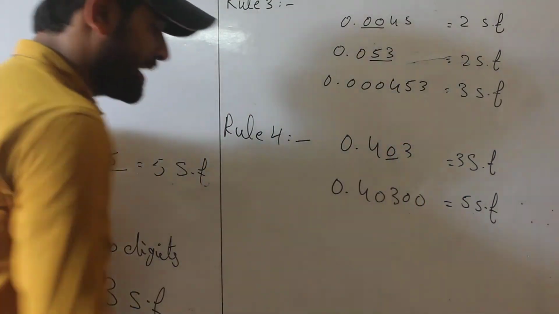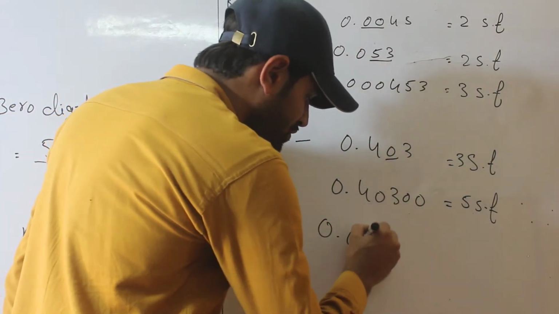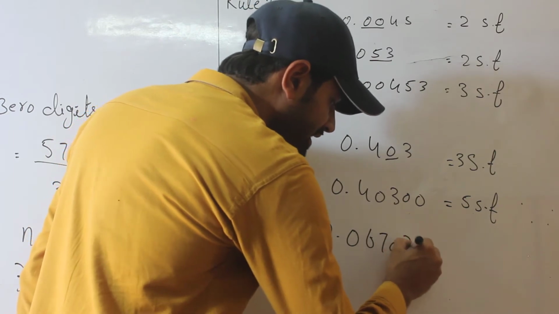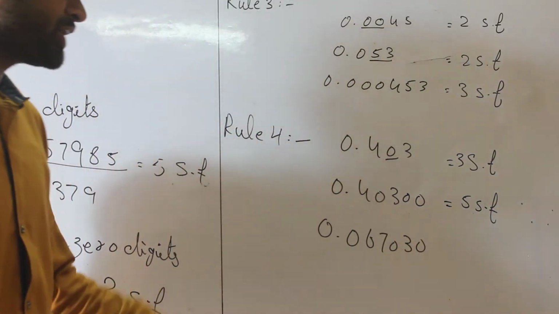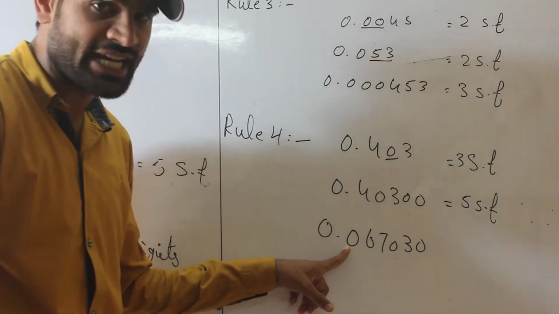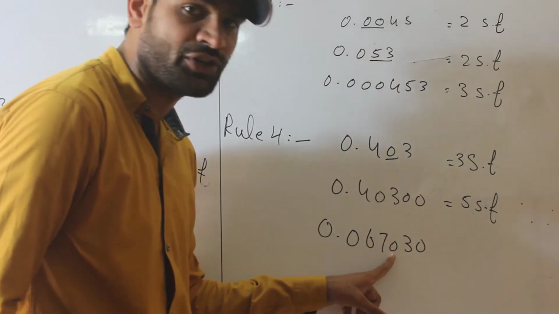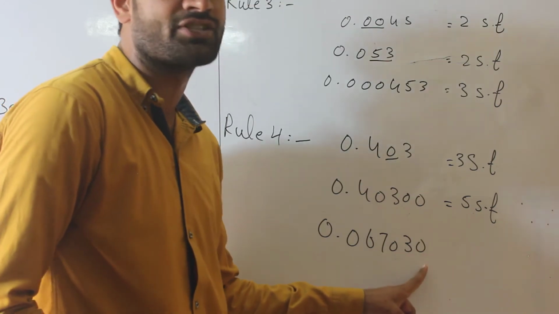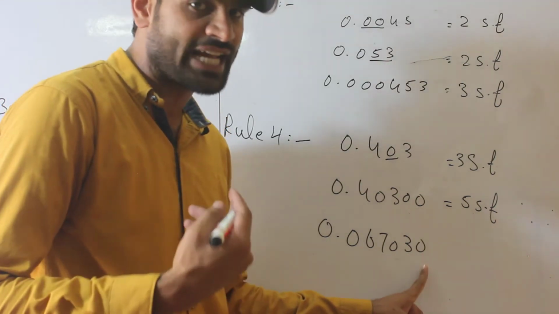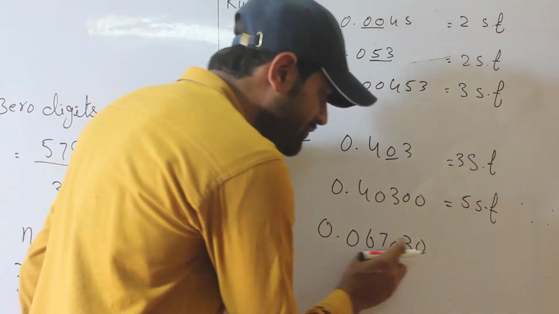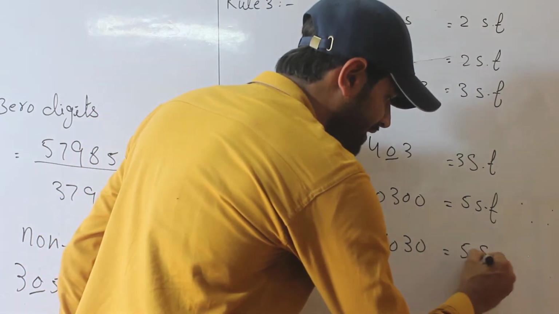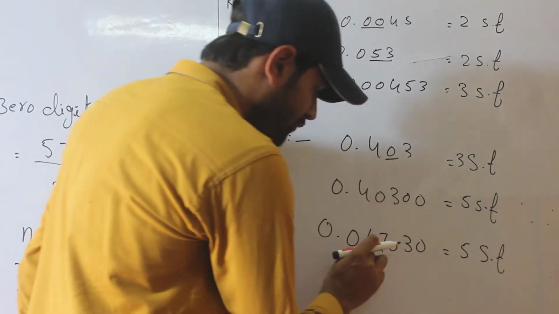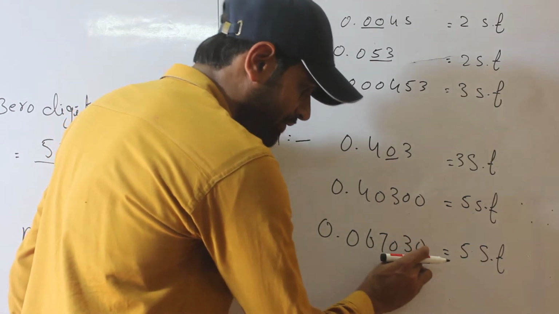Let me take another example, 0.067030. In rule 3 we defined that the leading zeros are not significant, but the zero between non-zero digits is significant, and the zero after the non-zero digits is also significant. So this amount also has 5 significant figures: 1, 2, 3, 4, 5.